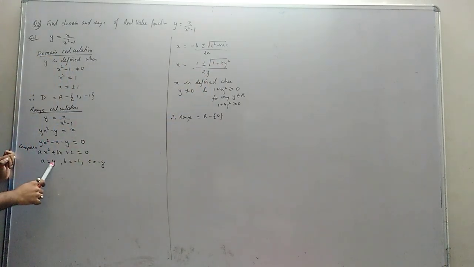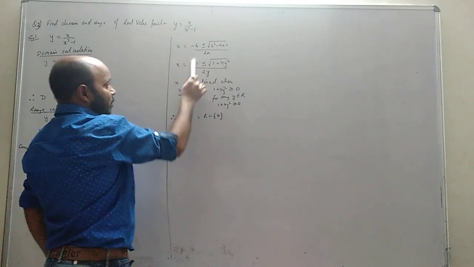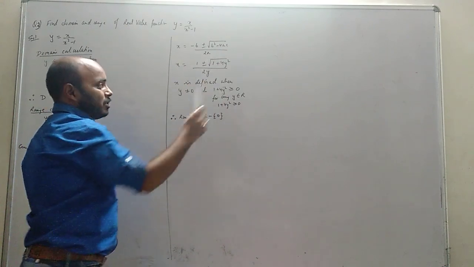A is what? Y. C is what? Minus y. So minus 1 is plus 4y square. Now we got x in terms of y. Okay class, we got x in terms of y. Now what's the next job?